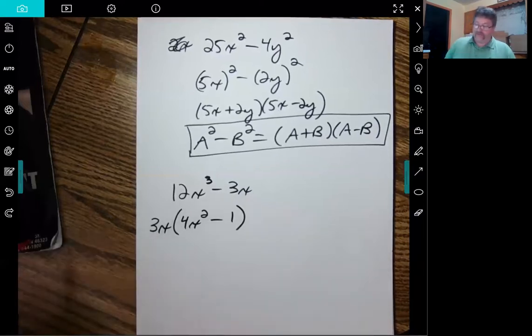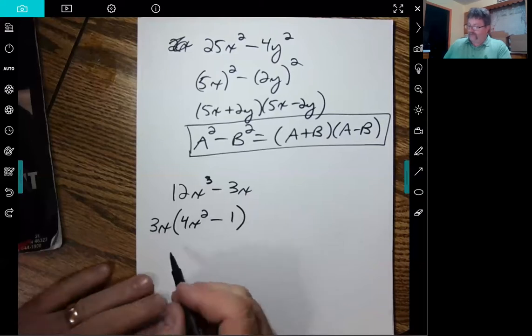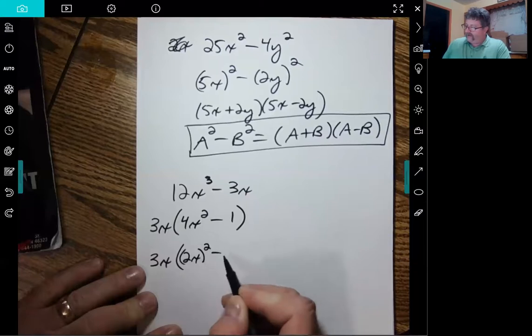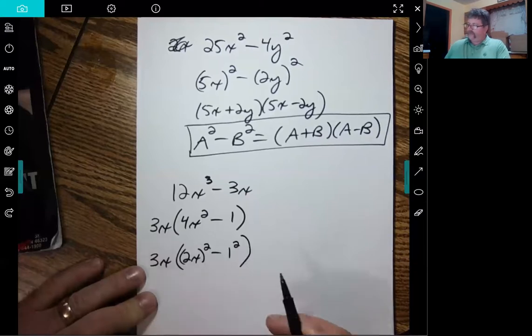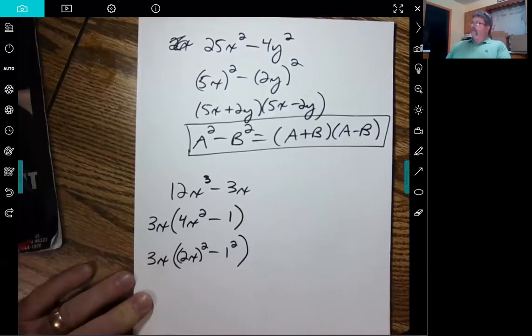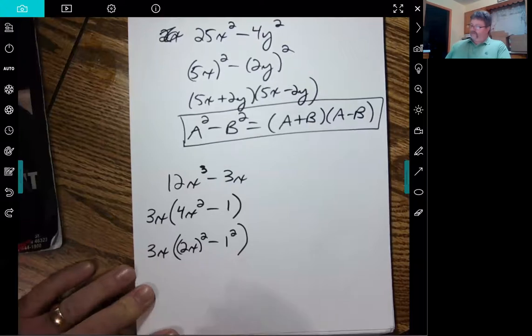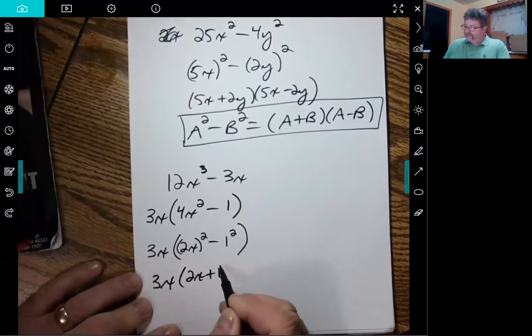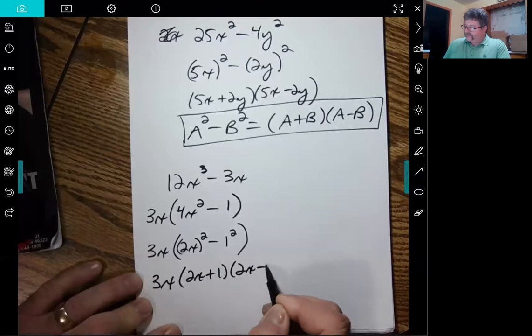Because I factored out that greatest common factor, but I'm not done. Why am I not done? Because this is really a 2x everybody squared minus a 1 everybody squared, right? Yeah, so that falls into the difference of two squares pattern. So that's really 2x plus 1 times 2x minus 1.